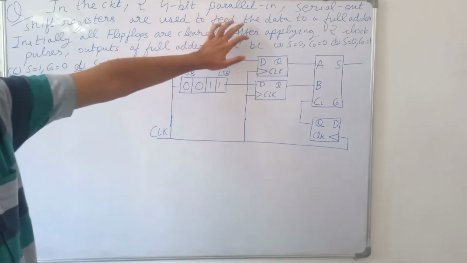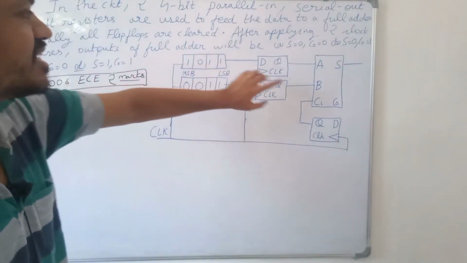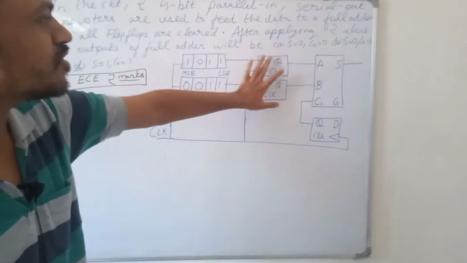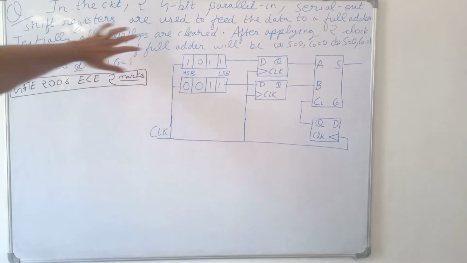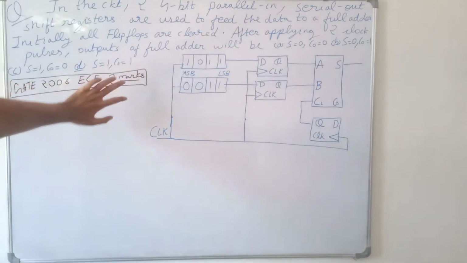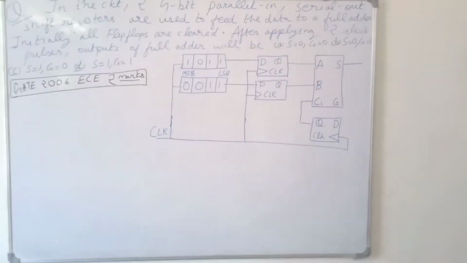They are used to feed data to a full adder. So this is a full adder, and these shift registers are feeding the data to the full adder through a D flip-flop. Initially all the flip-flops are cleared. So it is saying that initially all these three flip-flops 1, 2 and 3 are cleared.